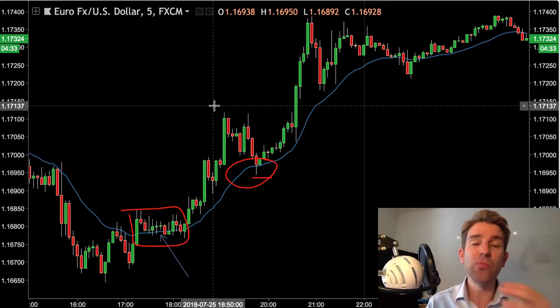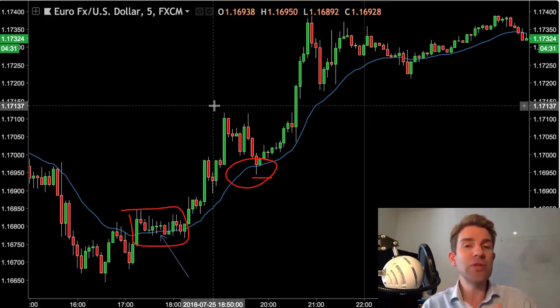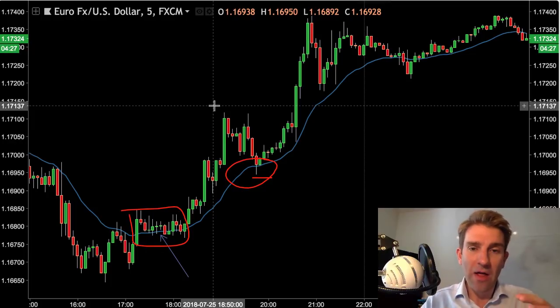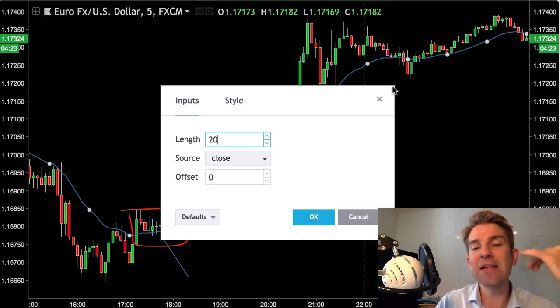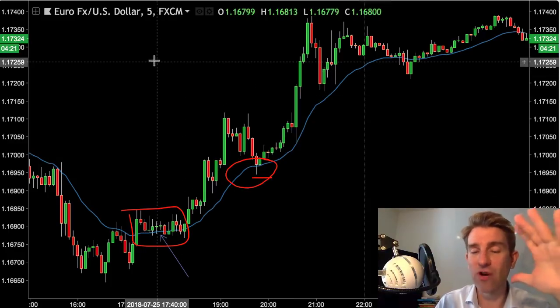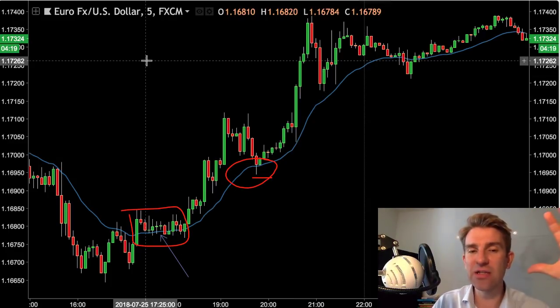So you're in a range, you break out of a range. We're looking to get on board the first pullback after a breakout of a range. Now, in front of me, I have a 20 period EMA. That is the key to this whole trade. That's all we're looking at. We don't have anything else in this chart. It's just price action and a 20 period EMA.